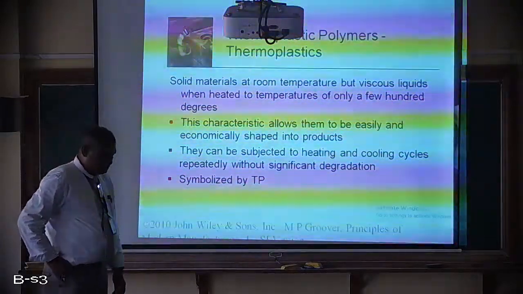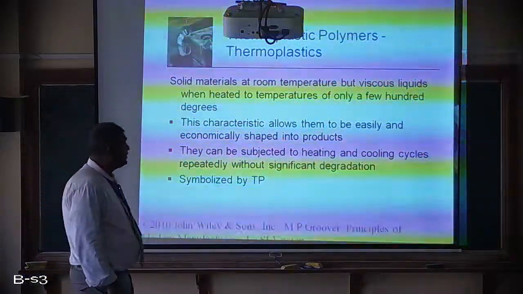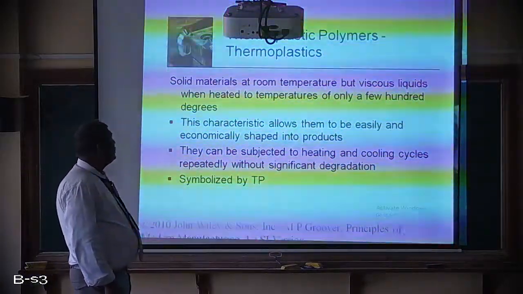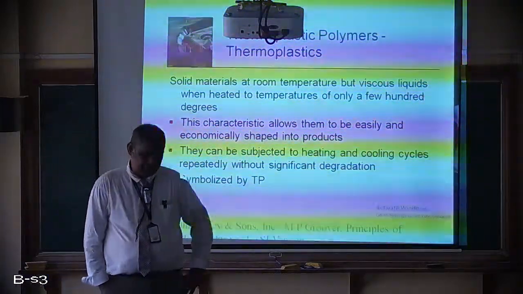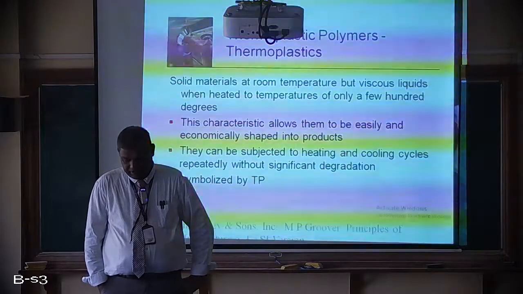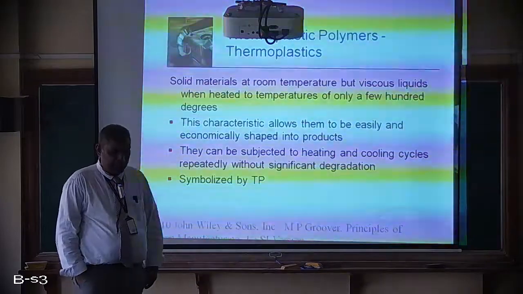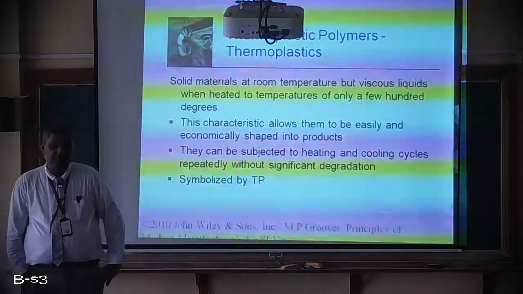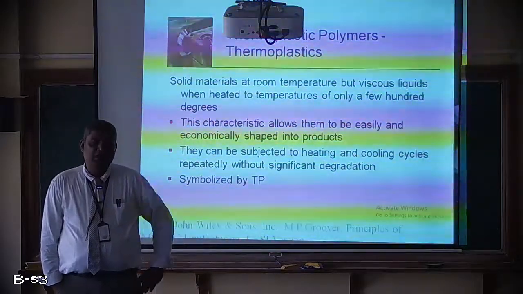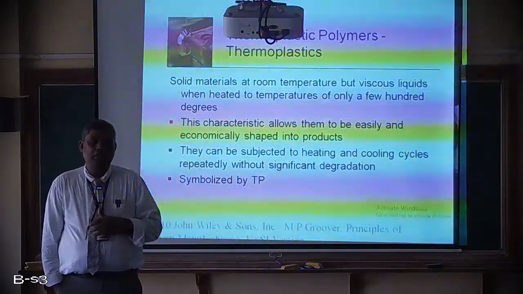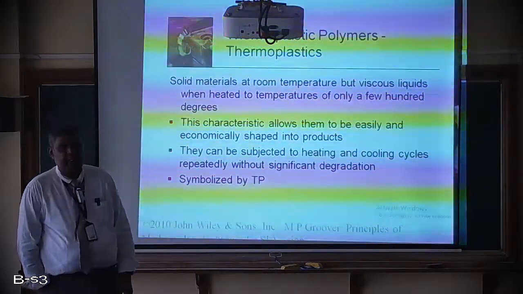So these are solid materials at room temperature, but viscous liquids when heated to a temperature of only a few hundred degrees. Earlier, 80 to 90 degrees was the melting temperature. Nowadays the polymers are coming with 150 as a nominal. If you take PVC it is 130, PP 140 degrees. So nowadays with the addition of some polymer composite, the melting point is going up to 250-300 degrees centigrade.